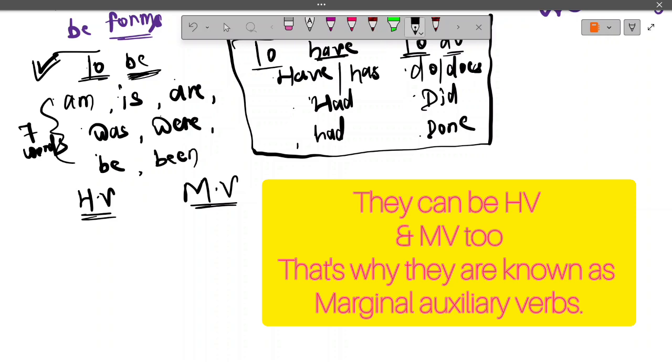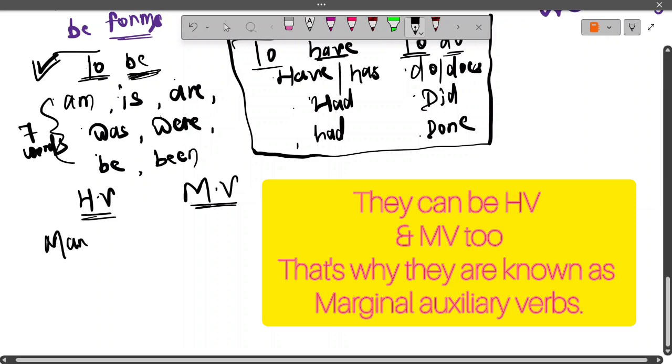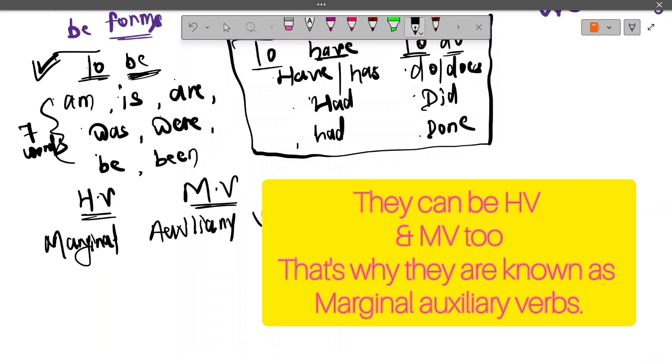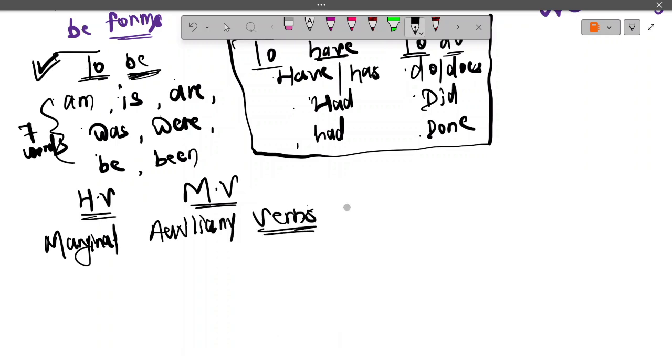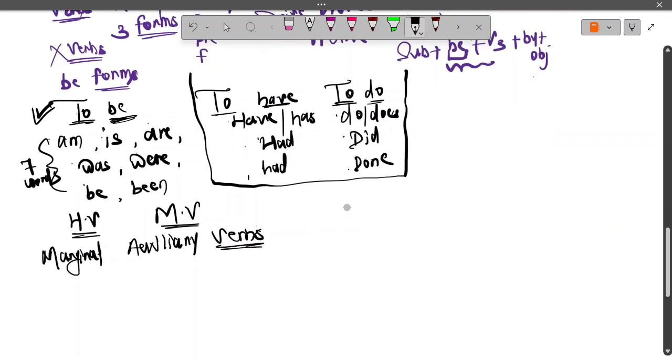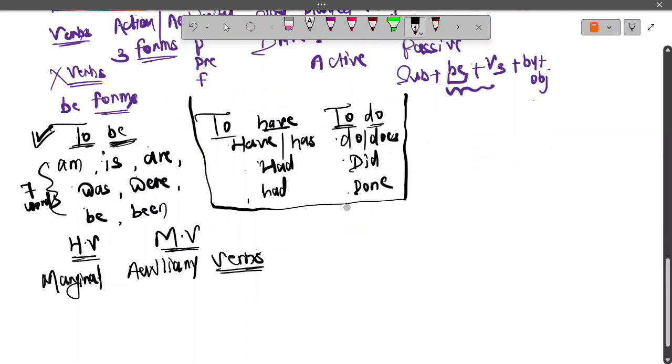That's why they are known as the marginal auxiliary verbs. Okay, marginal auxiliary verbs. This is also one of the nomenclatures that they have in the language. Now we'll see how they are acting as a helping verb and main verb in the sentence with the help of examples.